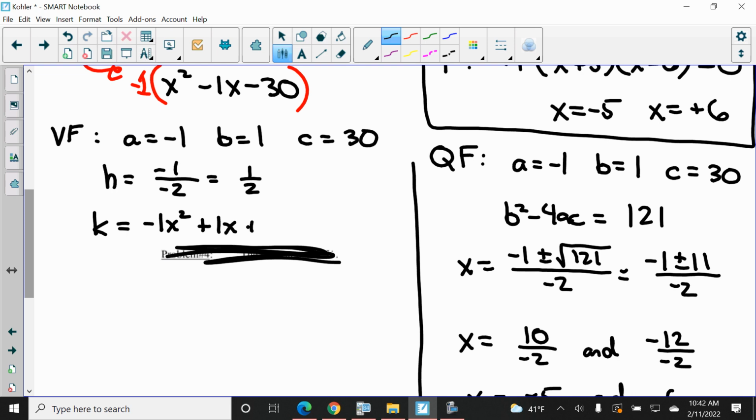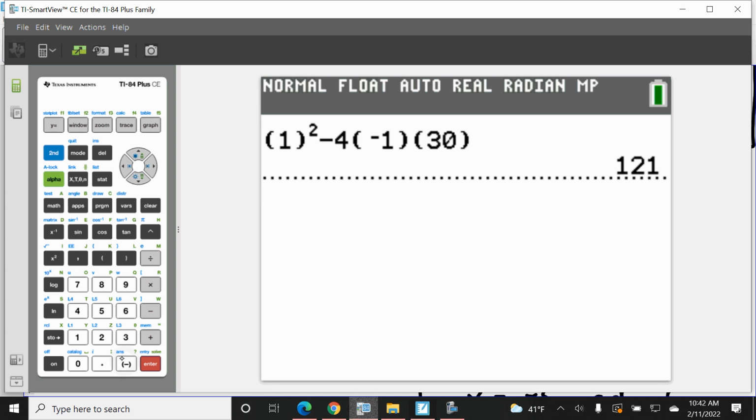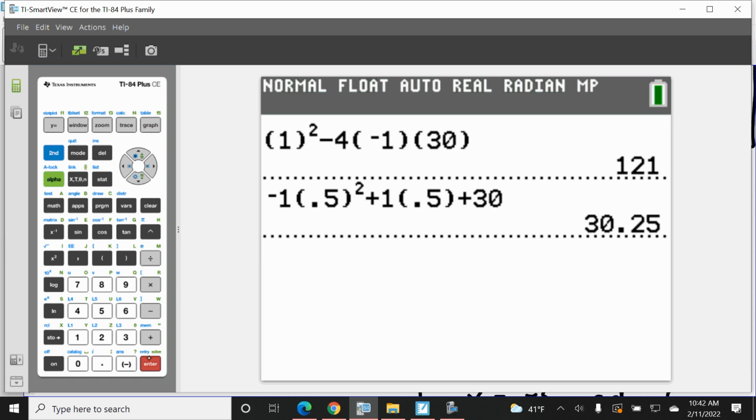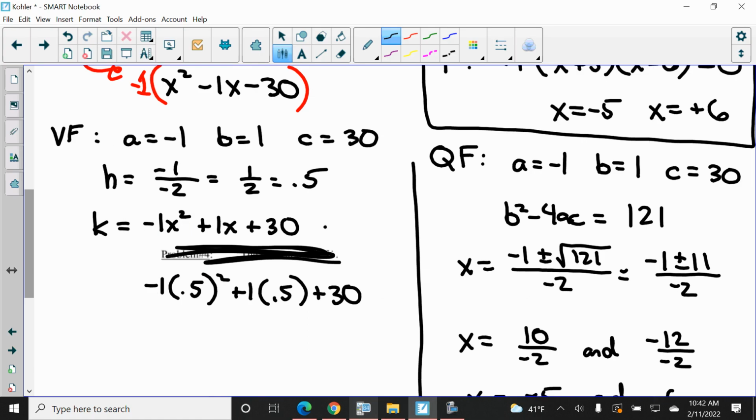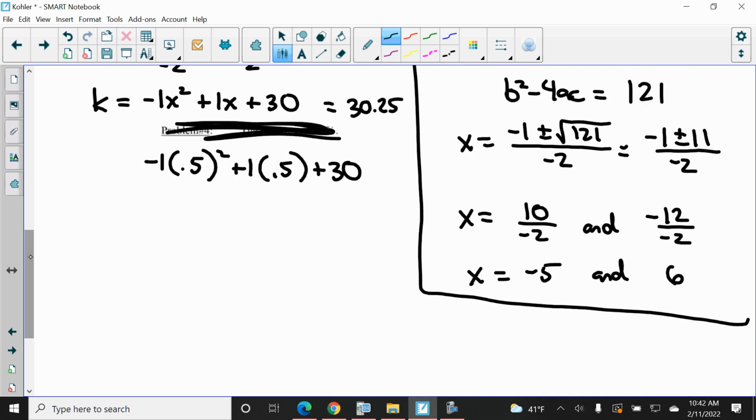So vertex form. Let's see. A is -1. B is 1. C is 30. H is the opposite of B divided by 2 times A. That's -2. So H is 1/2. There we go. K is what you get when you plug that into your standard form. So my standard form, of course, was -1x squared plus 1x plus 30. And so that's -1 times, well, 1/2. I'll be a decimal person for us. 0.5 squared plus 1 times 0.5 plus 30.